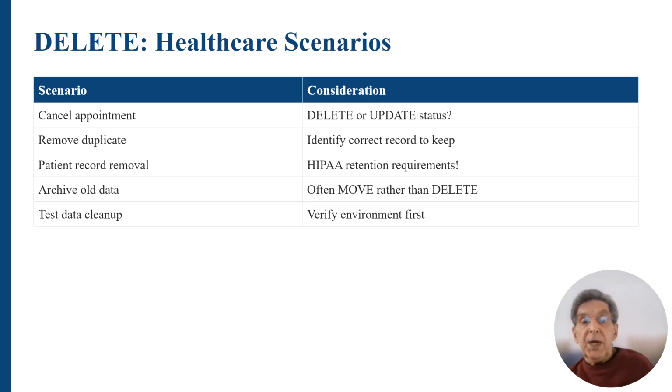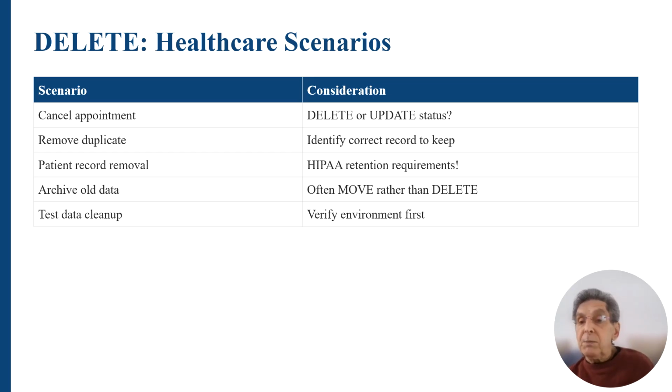Let's look at some examples of how delete is used in real life, something we want to do very carefully. Let's say an appointment is canceled. Should you delete the record, or should you update its status to canceled? In most healthcare systems, you update rather than delete, because you want to maintain a history of canceled appointments for reporting purposes and other analyses.